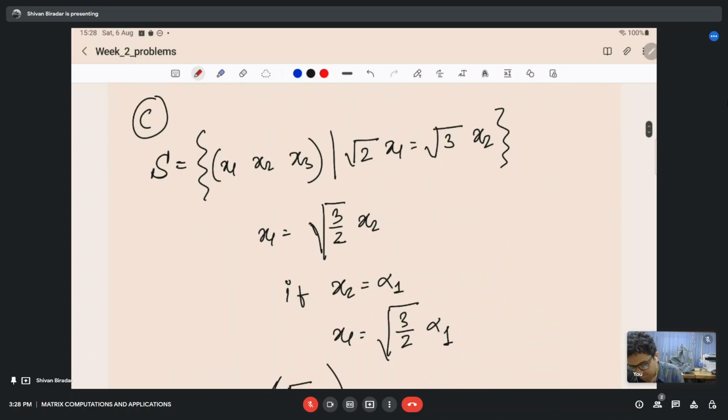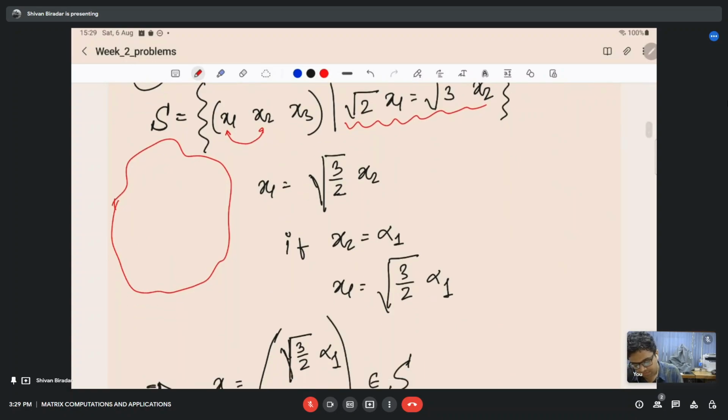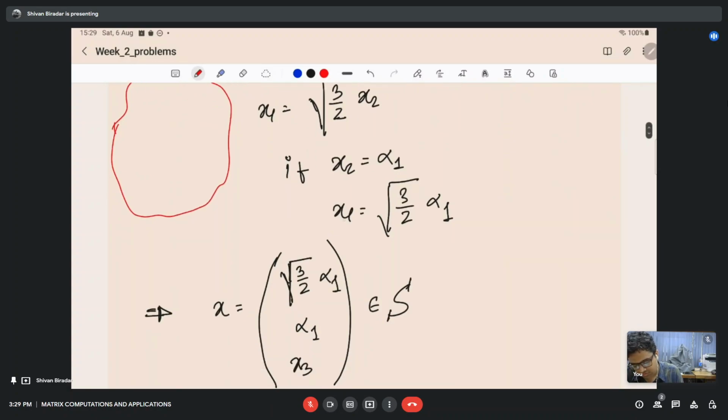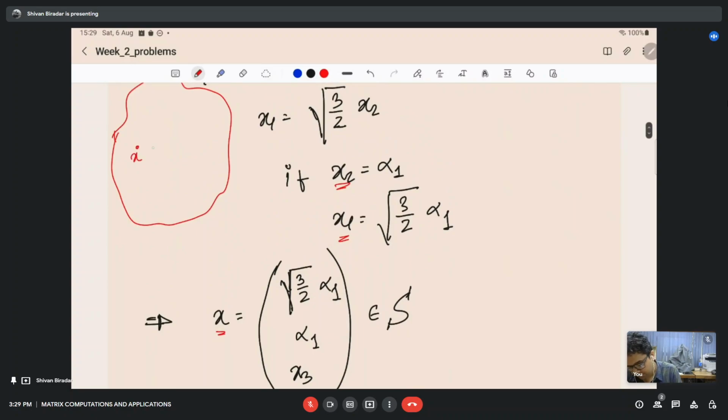Let us take another example. Again, I have a subset of vectors x1, x2, x3, and here x1 and x2 are related using this formula. Simply I can write it like that: x1 is equal to root 3 by 2 times x2. If x2 is equal to alpha 1, then I can write x1 equal to square root of 3 by 2 into alpha 1. So this vector x with this form belongs to the subset S.